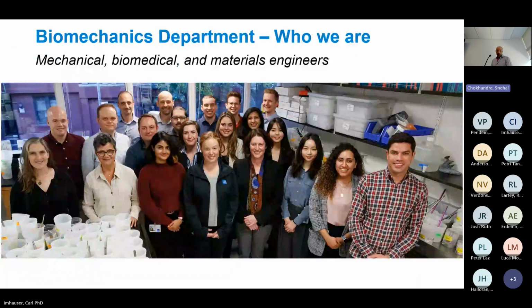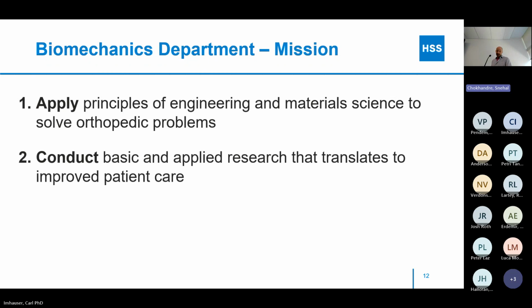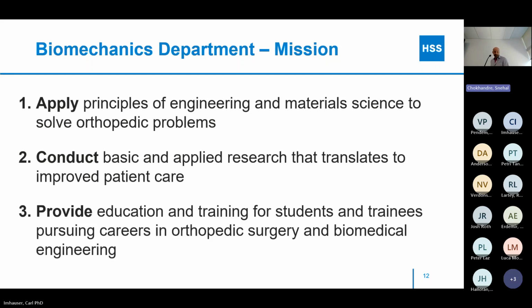Our department is a group of mechanical, biomedical, and materials engineering. Our goal really is several things. One, apply the principles of engineering and material science to solve orthopedic problems. Two, conduct basic and applied research that translates to improved patient care. And three, provide education and training for students and trainees pursuing careers in orthopedic surgery and biomedical engineering. So there's definitely an education component, a research component, and an innovation component that we try to follow.